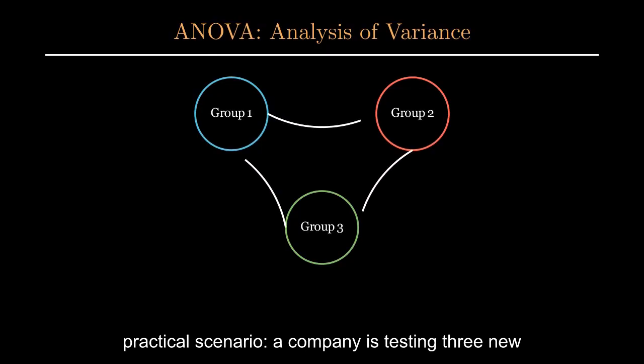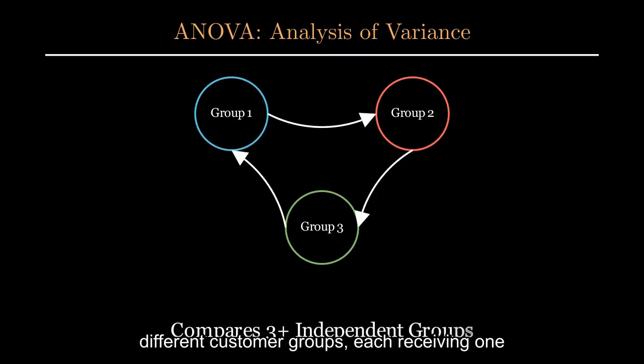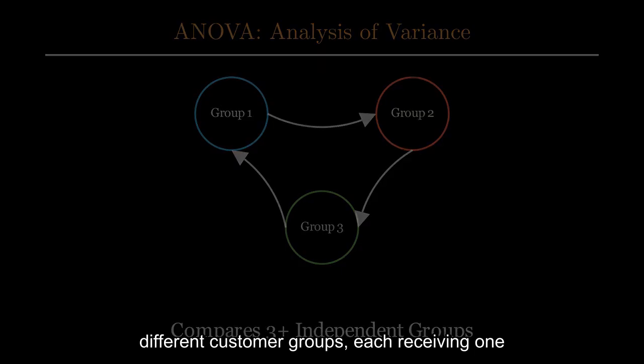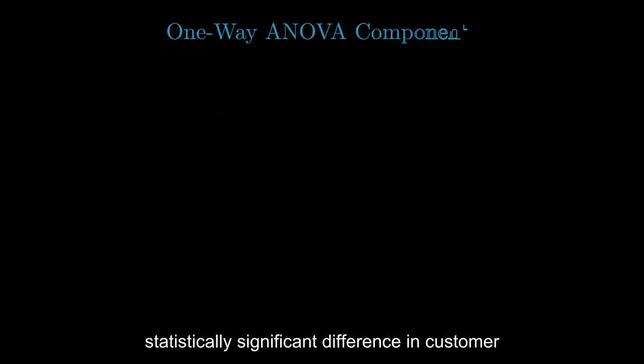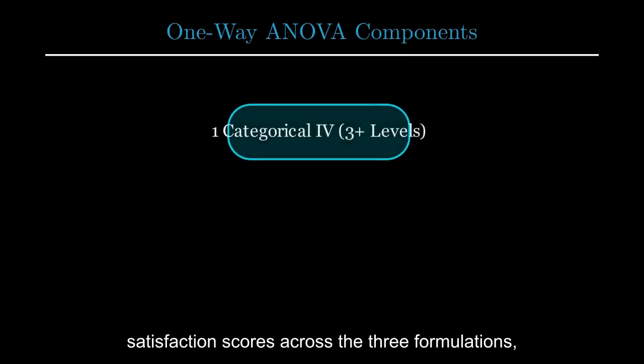Consider a practical scenario. A company is testing three new product formulations. They distribute samples to different customer groups, each receiving one formulation. ANOVA helps determine if there's a statistically significant difference in customer satisfaction scores across the three formulations, indicating which one performs best.